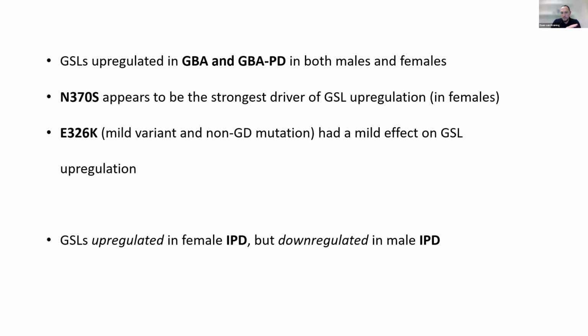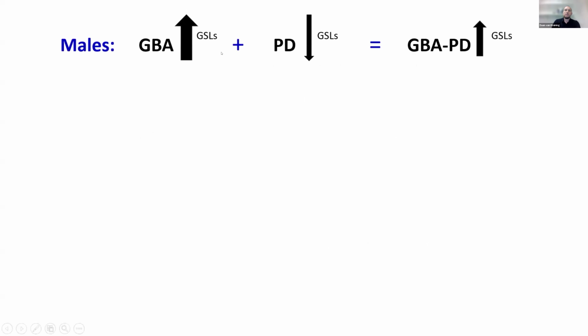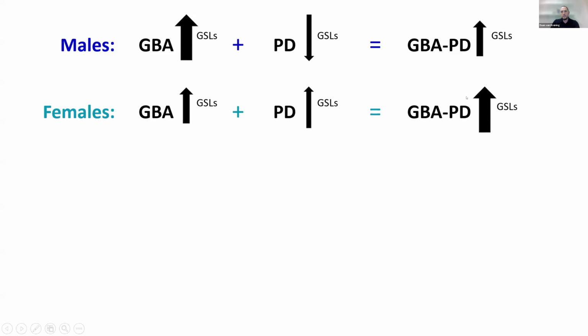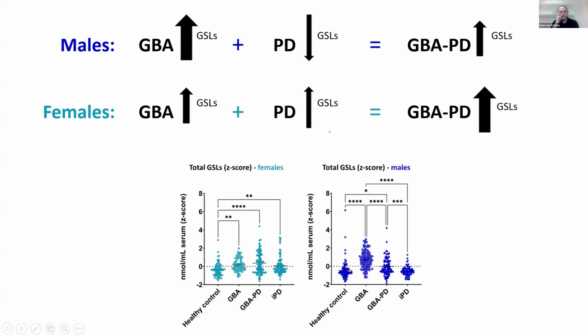Now, as a very initial and preliminary hypothesis, it looks like from our data that because we saw quite a strong upregulation in specifically males, but those were non-manifesting carriers, what it seems like is that GSLs are very much upregulated in males. However, the PD slightly brings this down. So we have an upregulation in GBA-PD in males. But in females, it seems stronger because PD also seems to upregulate this. This is very much in line with our first analyses, and this is what we are now investigating further.